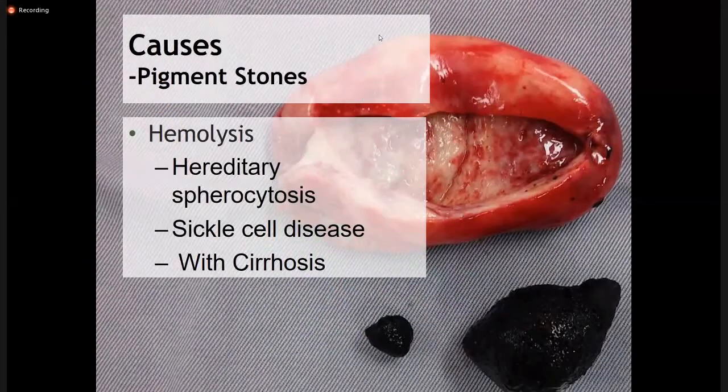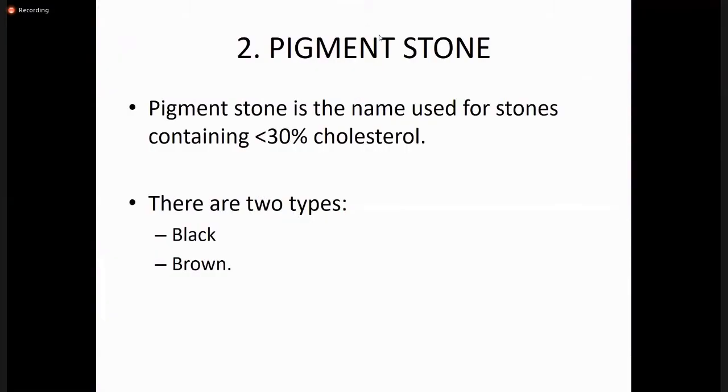Now, what are the causes of pigment stones? Pigment stones are basically due to hemolysis as seen in hereditary spherocytosis, sickle cell disease, or in cirrhosis. The pigment stones basically, as the name says, contain less than 30% of cholesterol. There may be two types, which may be black or brown.